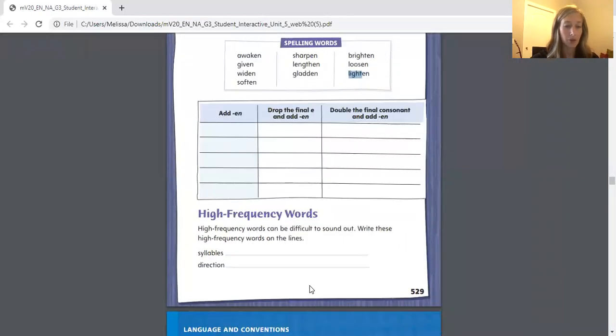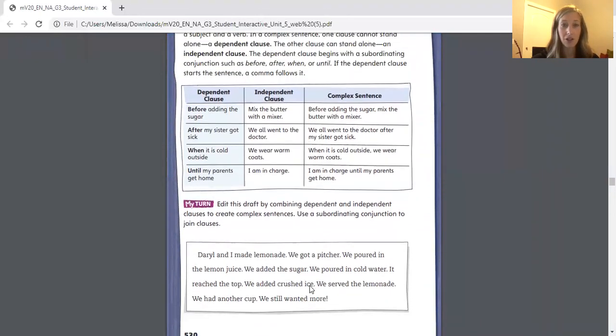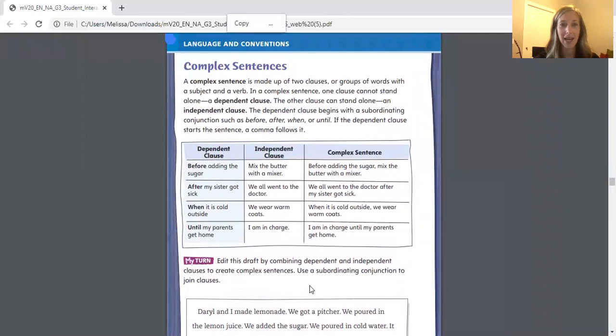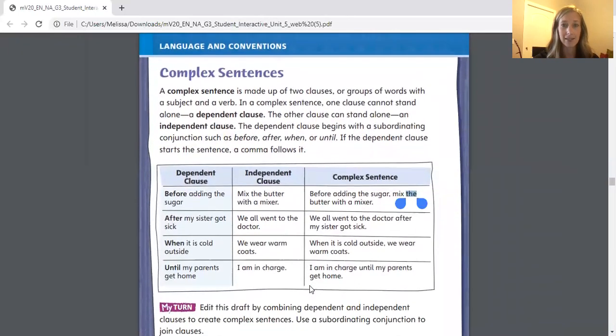I hope that was helpful. When you're ready, move on to the next page. We'll be working on page 530, and this is our last page for the day. On this page, we'll be working with complex sentences, okay?